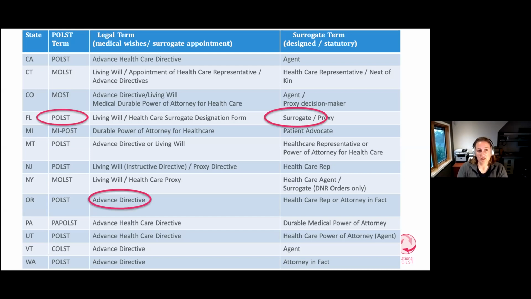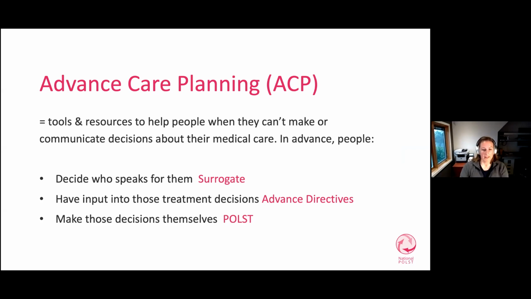In this presentation, I'll be using the terms POLST, advanced directive, and surrogate, and I'll define all of these shortly. I just want to connect those terms to what I just introduced. We're going to start with the first two bullets. In some states, these might be separate documents, but in most states, they're combined together into an advanced directive.